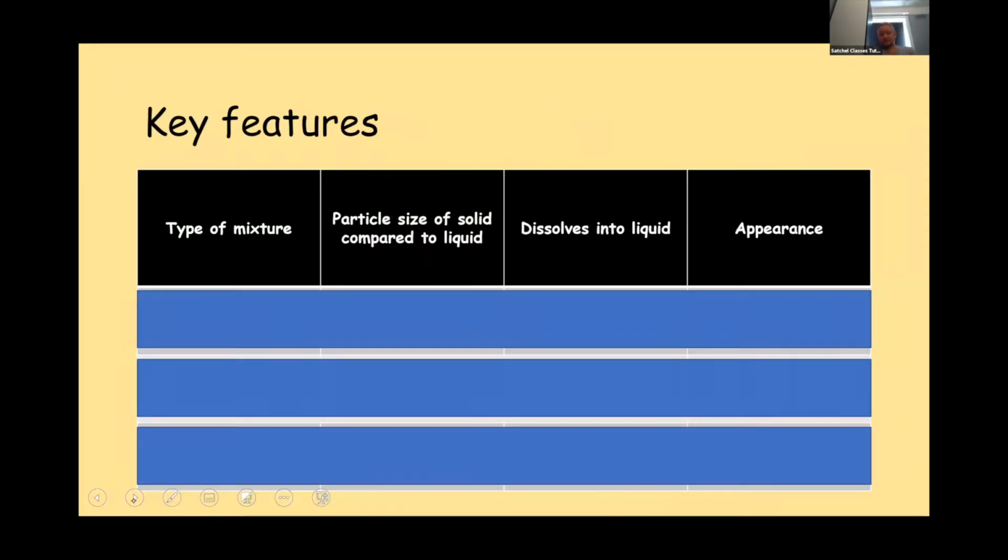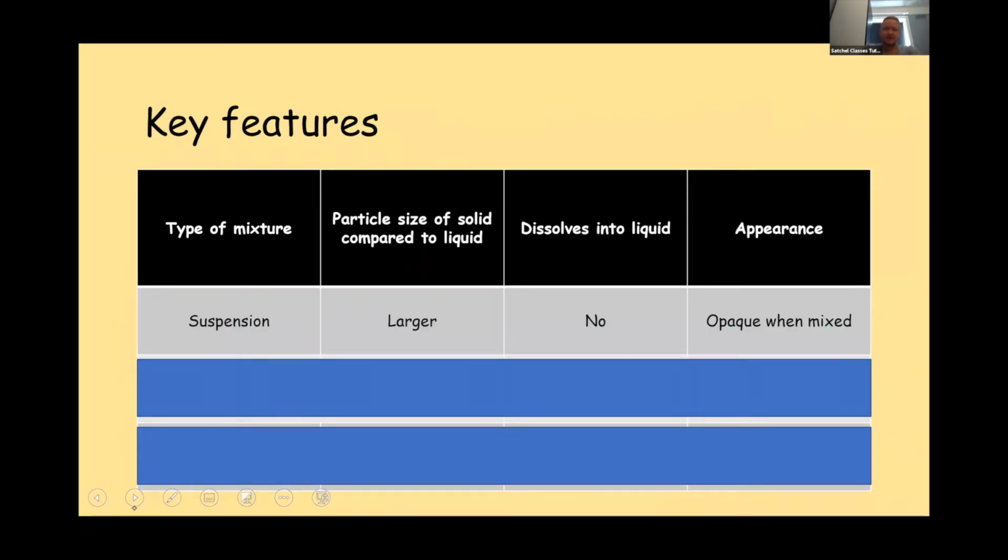Key features then. This is a quick summary of all three. The type of mixture: suspension. The particle size of the solid compared to the liquid is larger. It doesn't dissolve into the liquid, and its appearance is opaque. That means light can't go through it when you mix it.